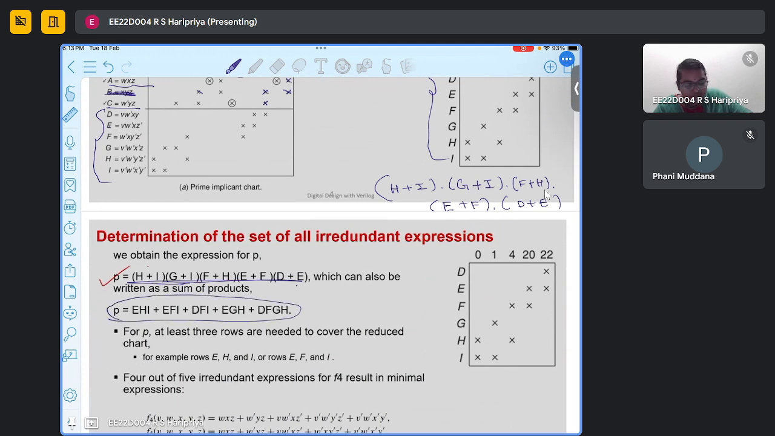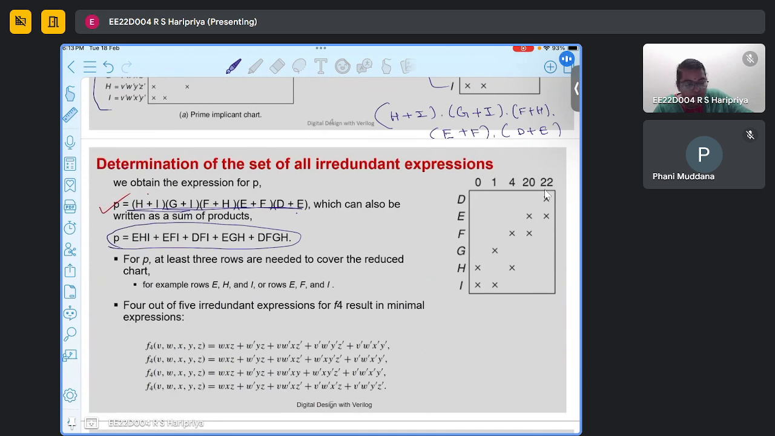How we get it is by multiplying. For example, if you multiply this with this, GH plus GI plus I, and again if we take the common, GH plus I multiplied with the next term F plus H, and similarly we obtain this expression. So for P at least 3 rows are needed to cover the reduced chart, and for example either this 3 or this 3, and this has 4, so in total 4 combinations, and this we will not take, this is not a minimized expression.